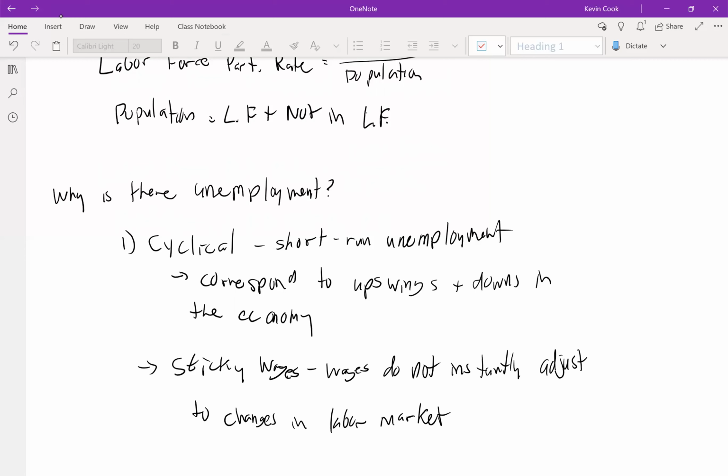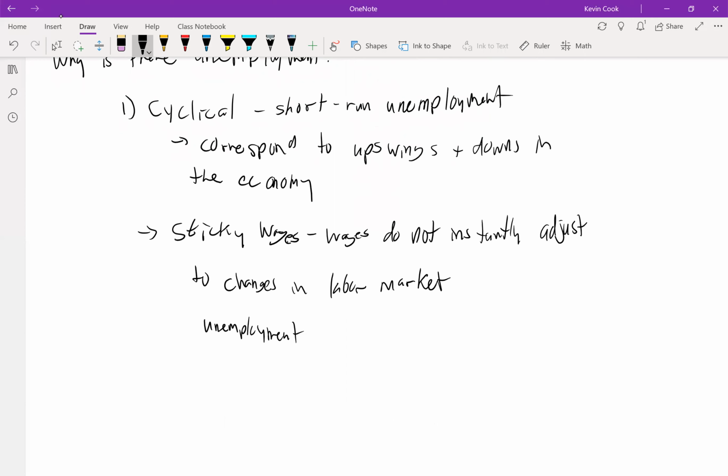And you'll also want to look into the unemployment chapter, where there was a list of reasons.